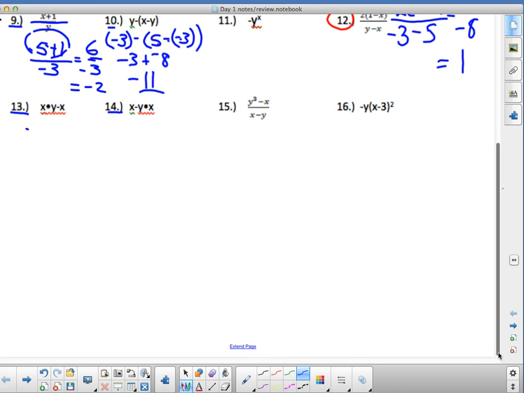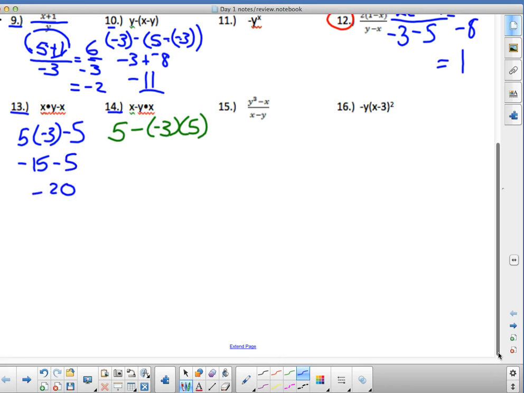So I've got x, which is 5, times negative 3, minus 5. And over here in 14, I've got x, which is still 5, minus, there's a change, negative 3 times 5. Now, remember, order of operations requires us to do multiplication first. So negative 15 minus 5 is just going to be negative 20 on the left. For problem 14, however, I have to do the multiplication on the right side of that subtract sign. So I've got 5 minus negative 15.